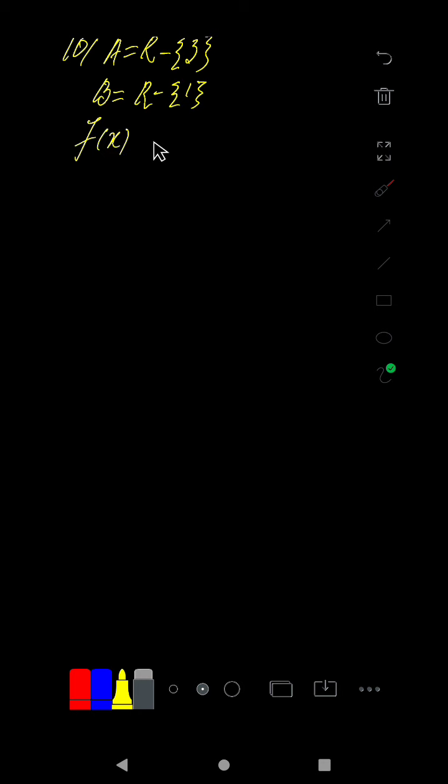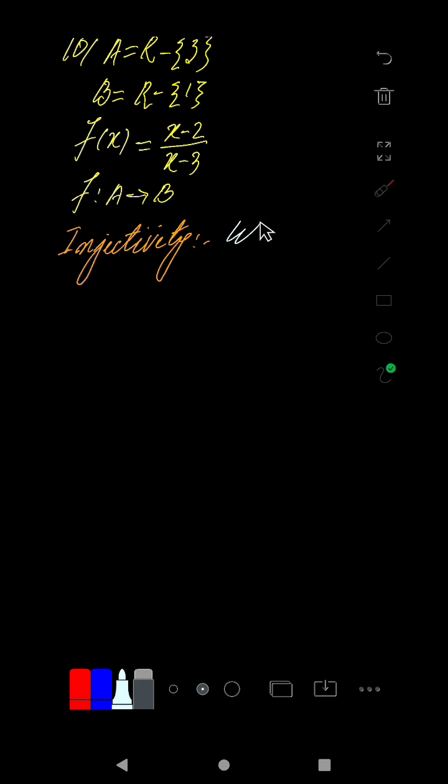Now the last question, that is the 10th one. Here A is given as the set of all the real numbers except 3, and B is given as the set of all the real numbers except 1, and f(x) is defined as (x minus 2) upon (x minus 3). Now we have to examine whether f is bijective or not.